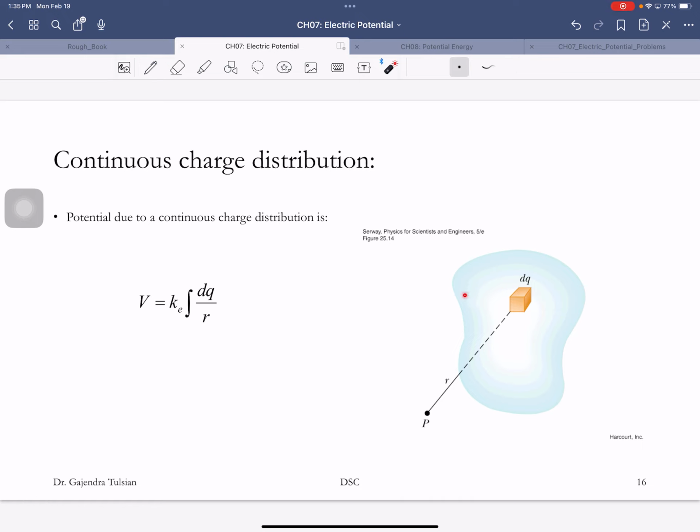So if you had a thundercloud and you wanted to calculate the potential at this point, what you do is break the thundercloud into little point charges. The potential due to this guy, dV, is K dq divided by r. Then if you want the total potential at this point, you just integrate over all the dVs. Again, this integral is impossible to do, except for very special cases.